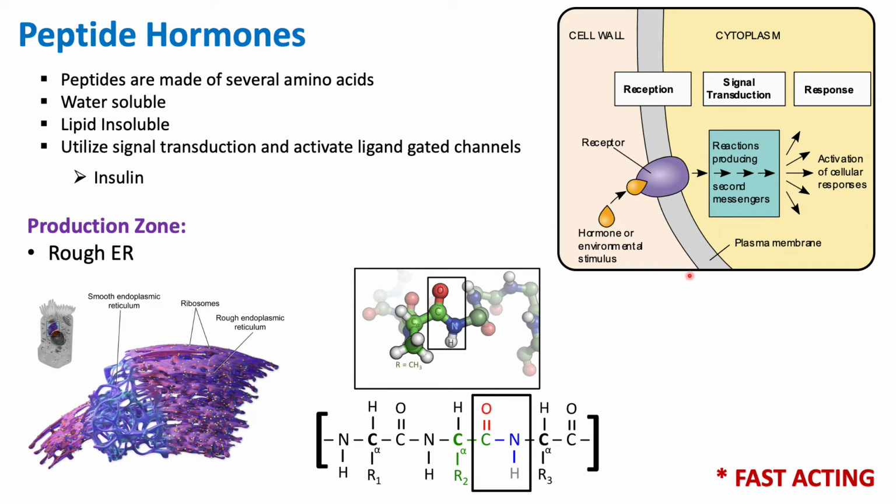But when you reach the cell membrane, there has to be some sort of receptor to receive the signal of the hormone, because the hormone itself cannot pass through since it is lipid insoluble. So essentially, peptide hormones utilize a signal transduction pathway in which a receptor molecule on the cell membrane receives the stimulus or signal from the hormone, and it causes a cascade of reactions within the cytoplasm of the cell. The first step of a signal transduction pathway is the reception. So the hormone sends the signal and the receptor receives the signal.